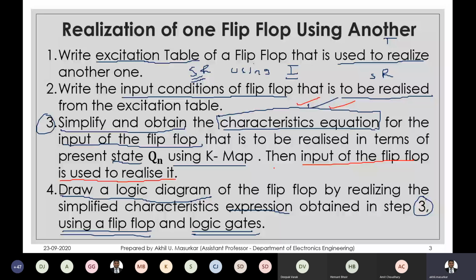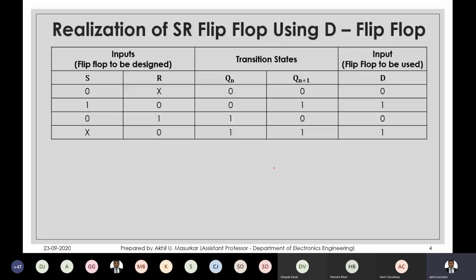So right then, first realization of SR flip flop using D. So we have picked a flip flop that is SR, and now we will implement it using D. Then we will implement it using T. Then we will implement it using J.